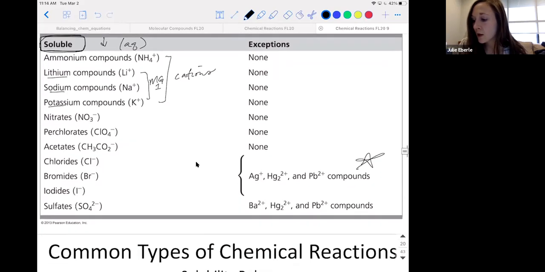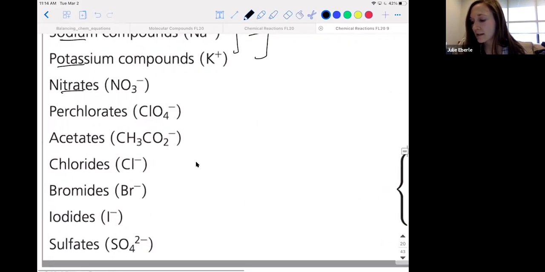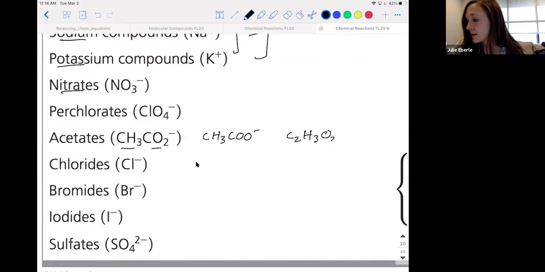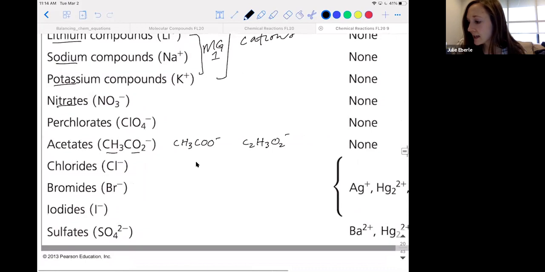All right, below are all your anions that are soluble. Okay, so if a compound contains nitrate as the anion, perchlorate, acetate. Remember, there's multiple ways to write acetate, by the way. On your lab, you saw it written as CH3COO. And here it's written CH3CO2. You may have also seen it written, someone told me that C2H3O2 is another acceptable way. Sorry, there's so many ways to write acetate, but it's all the same thing. All right, so if a compound contains acetate, it is soluble, no exceptions.